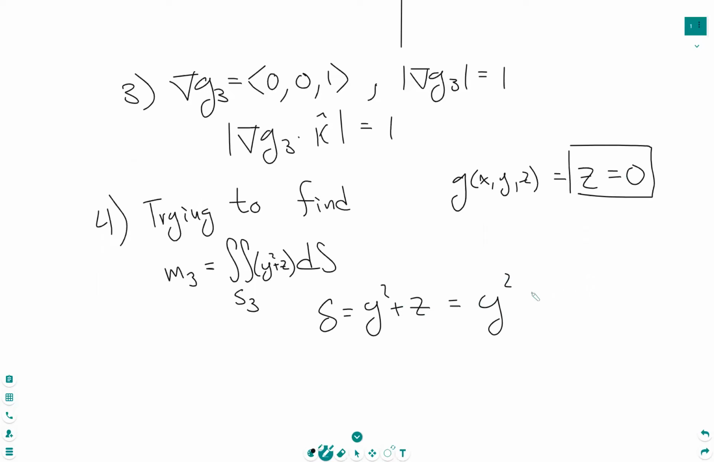We're also potentially interested in trying to do this in polar coordinates. So y squared is r squared sine squared of theta, just to kind of keep our options open.